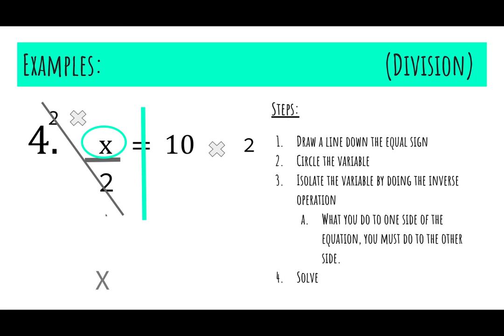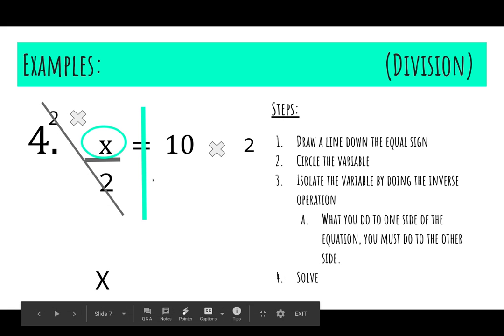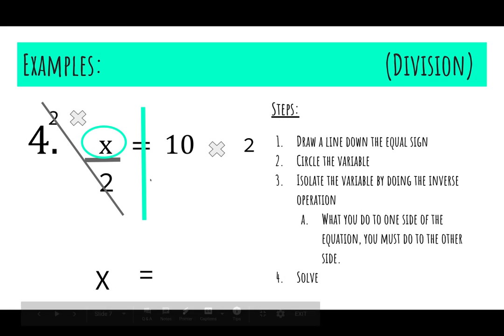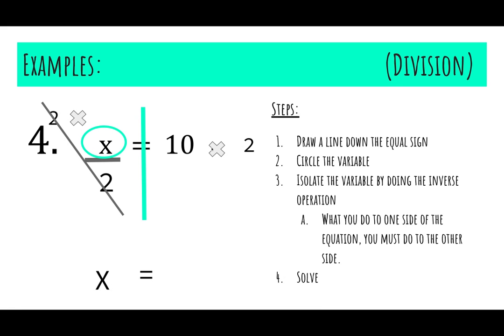So you're only left with x on the left-hand side of the equation. You bring down your equal sign, and then you do the math on the right-hand side. So 10 times 2 equals 20. So you get your final answer of x equals 20. Check your work. Plug in 20 for x. 20 divided by 2 does equal 10.